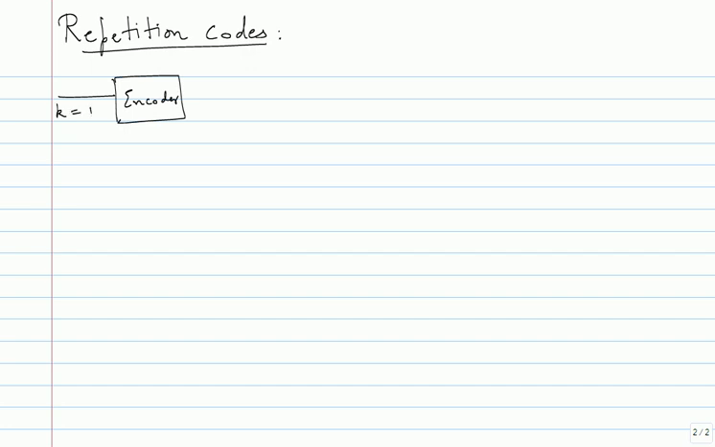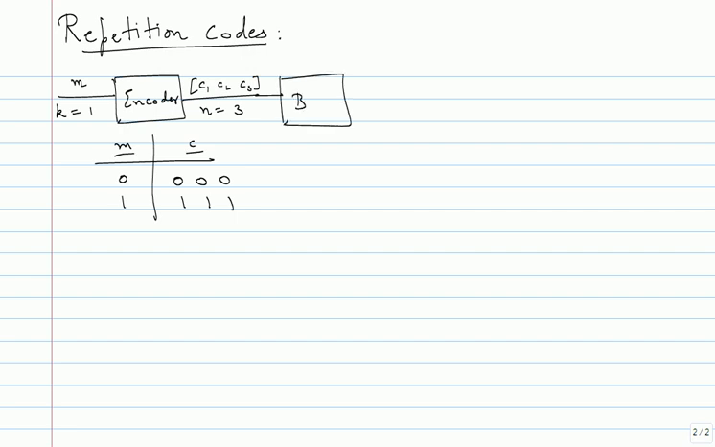You pick k equals 1, so you have just one message m. You pick n equals 3, and your code word is c1, c2, c3. So this is my repetition code. So what am I going to do? I'm going to repeat. I'll make a table with m and c. It's really simple. 0 goes to 0, 0, 0, and 1 goes to 1, 1, 1. If I put BPSK here, I'll get a symbol vector s1, s2, s3, and if you want, you can write s also: 1, 1, 1, minus 1, minus 1, minus 1.